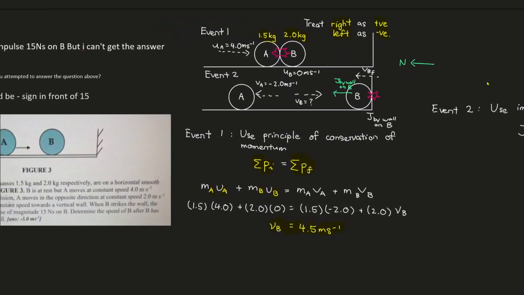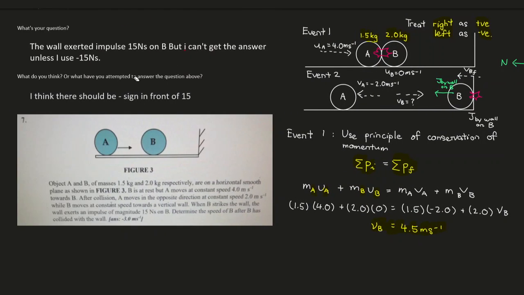Now if we look back to the student's question, the student asks: the wall exerted impulse 15 Newton second on B, but I can't get the answer unless I use negative 15 Newton second. When I asked what they think, they said it should have a negative sign in front. What this student has said is correct, and it doesn't conflict with the question at all, because the question says the wall exerts an impulse of magnitude 15 Newton second. They didn't specify the direction of the impulse, just the strength, the magnitude. So using logical thinking, you deduce that this impulse should be pointing towards the left.